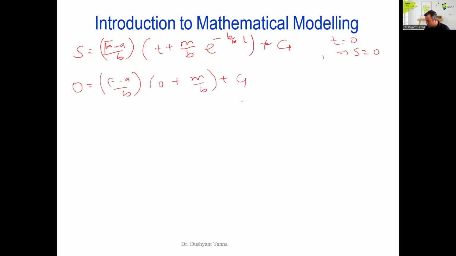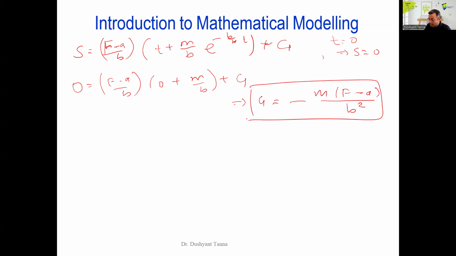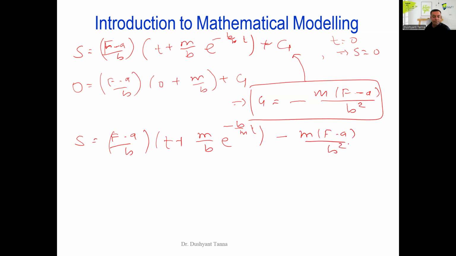And therefore, my C1 will be minus m (F minus A) over B square, okay? And therefore, my s will be, we replace it back here, (F minus A) over B t plus m over B e raised to minus B over m t minus m (F minus A) over B square. Right, and then you can keep on simplifying it until you are satisfied.